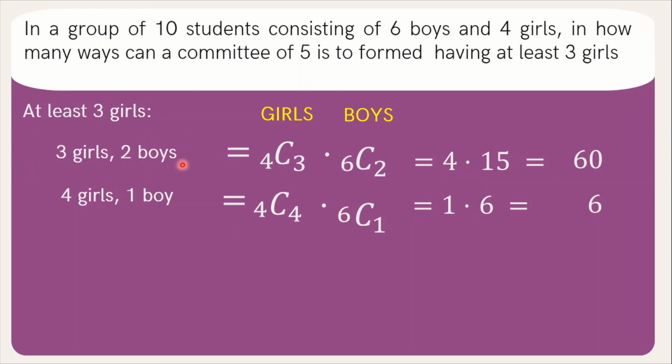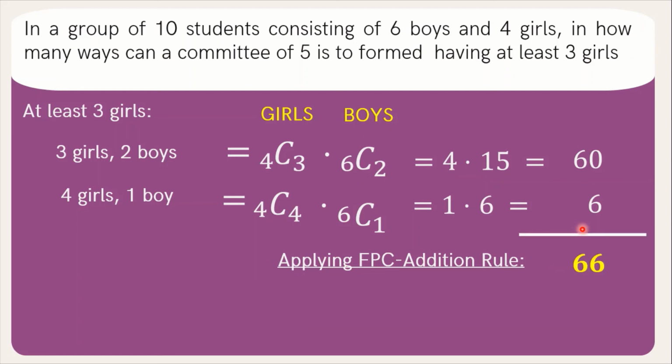Since these ways satisfy our condition na the committee of 5 should at least have 3 girls, what we need to do is we apply the addition rule of counting principle. So, we have 60 plus 6 is equal to 66.